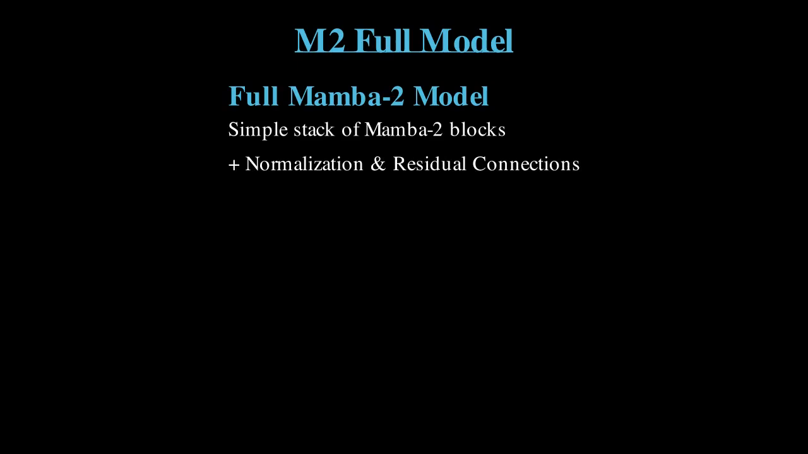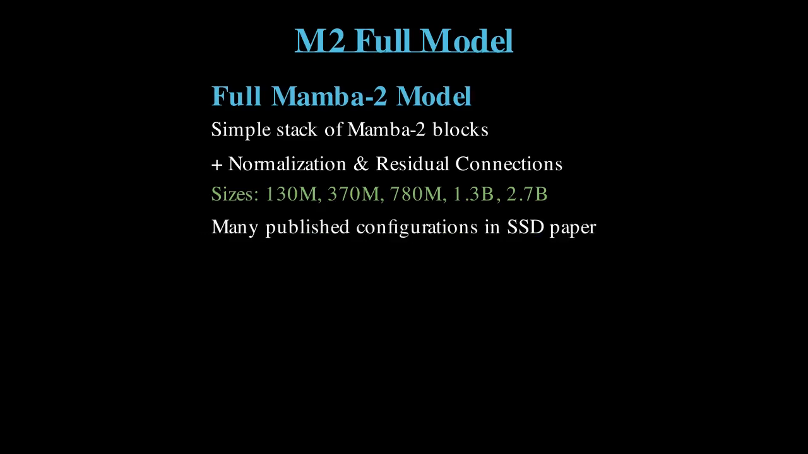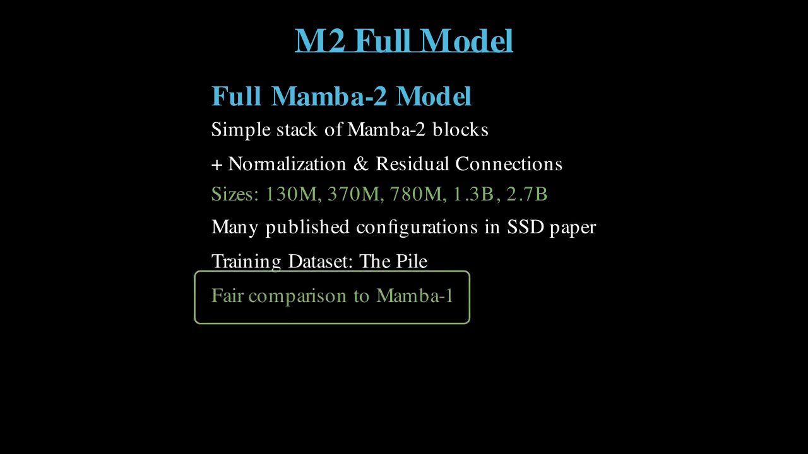The structured state space duality, or SSD, paper provides a whole family of pre-trained models. They range in size from a small 130 million parameter model, all the way up to 7 billion parameters, with several sizes in between. The paper also publishes many different architectural configurations, exploring the trade-offs in the design space. To ensure a direct and fair comparison against the original Mamba, these models were trained on the exact same dataset, the Pile, using the same data processing. This allows us to attribute performance gains directly to the new Mamba-2 architecture.